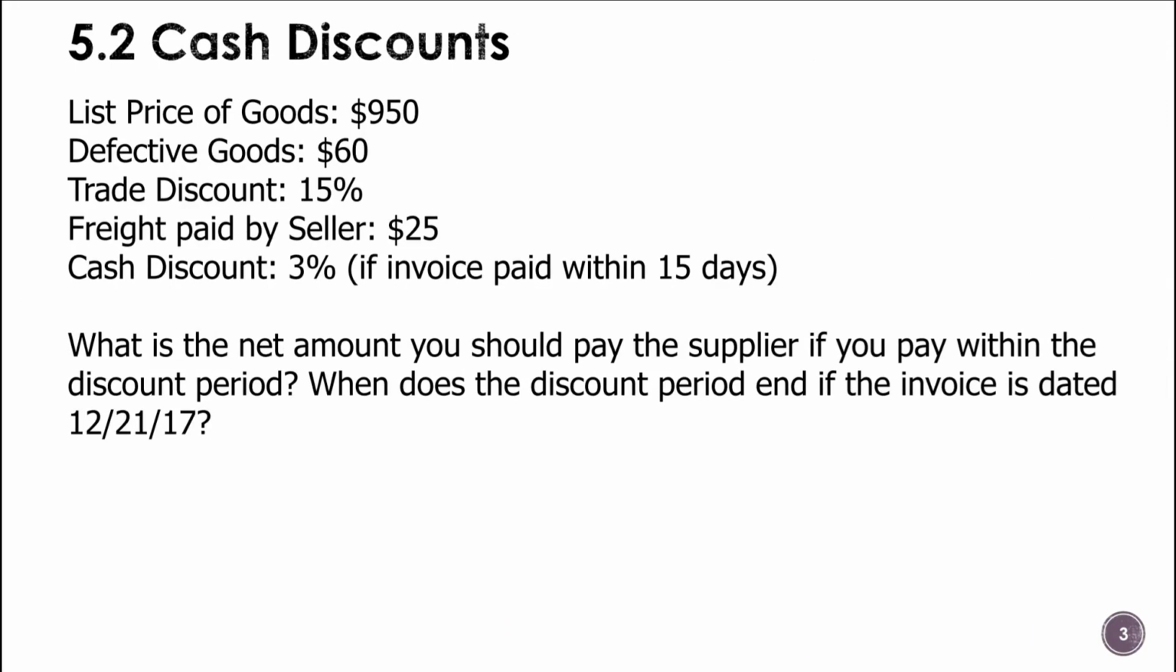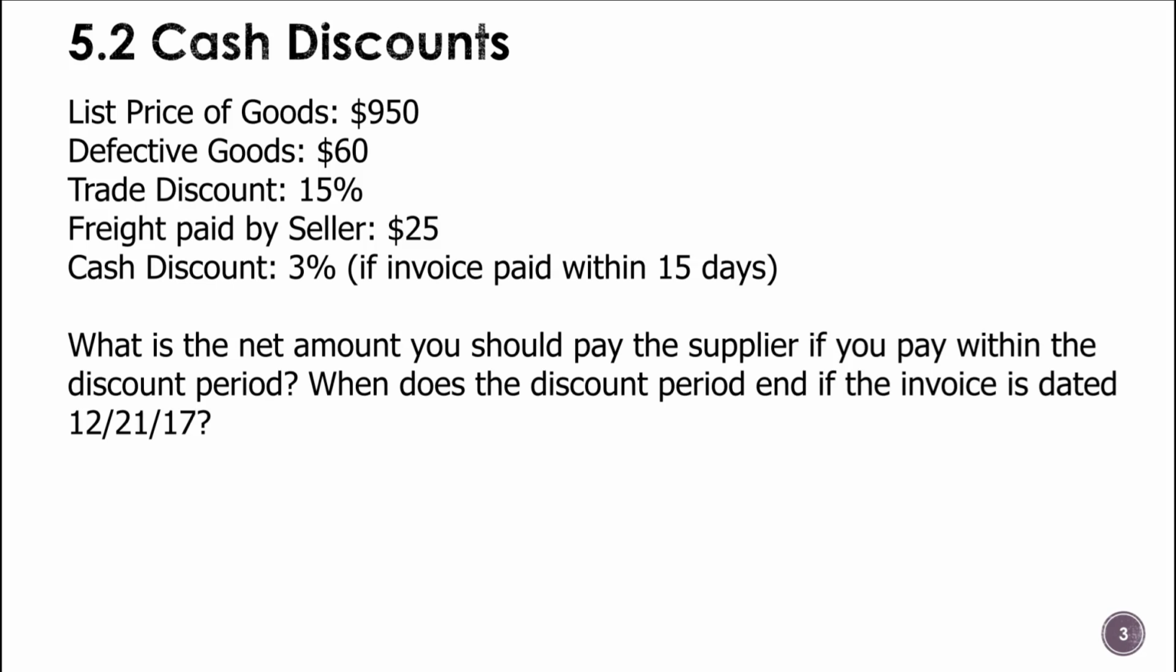Okay, so on this particular one, we have a list price of $950, defective goods of $60, a trade discount of 15%. The freight is paid by the seller. Now, what happens with that is the seller pays the freight, and then the buyer pays them back. So they pay to get it to you, but you have to pay them back for that. And then there's a cash discount of 3% if the invoice is paid within 15 days.